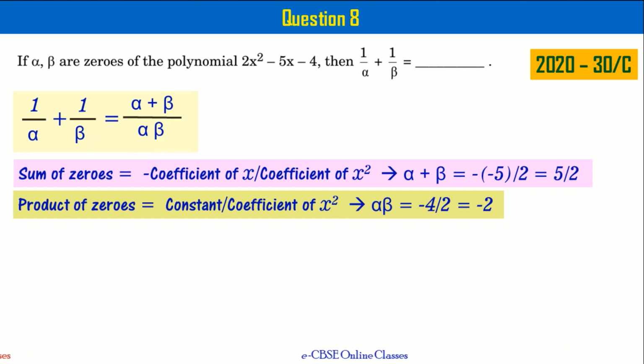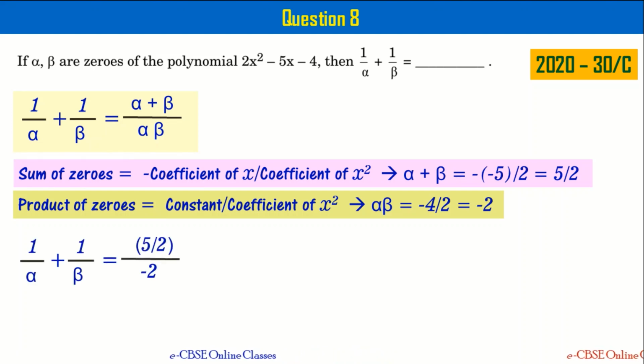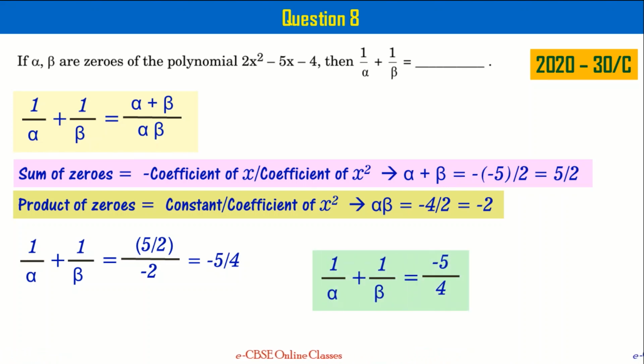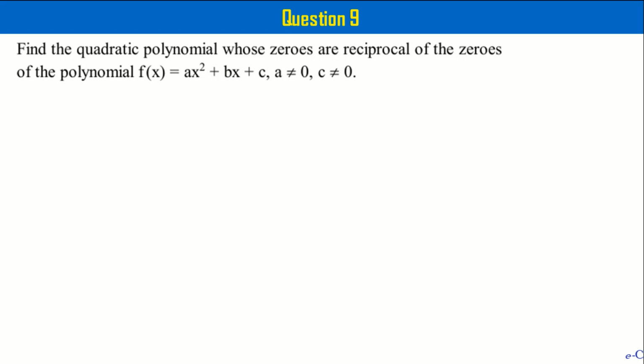Let's substitute these into the previous equation, that is 1 by alpha plus 1 by beta equal to 5 by 2 divided by minus 2. It means it is minus 5 by 4, right? The answer is 1 by alpha plus 1 by beta equal to minus 5 by 4. Please take a note of that. Now let's go to question number 9.